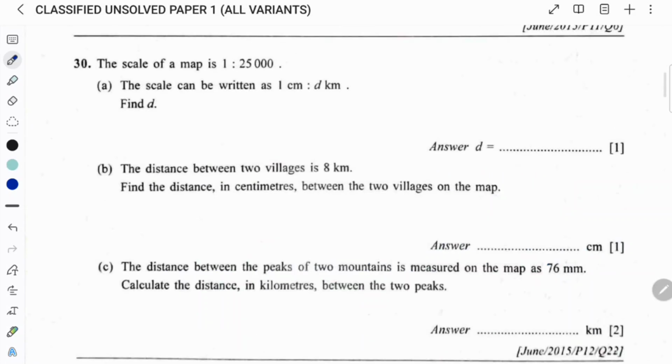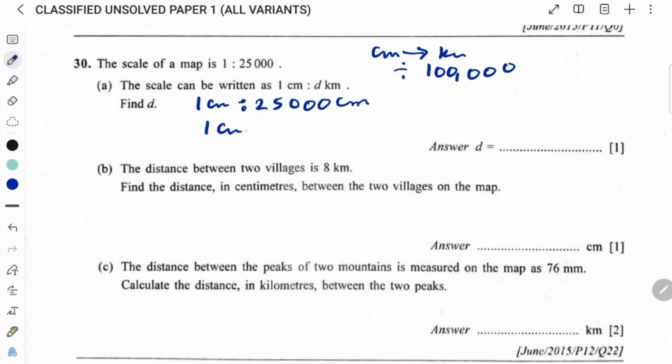All right. Now question 30: a scale of a map is 1 is to 25,000. A scale can be written as 1 is to d kilometers. Find the value of d. You know that it is 1 centimeter is to 25,000 centimeters, because it is a ratio. It means the unit is the same on both sides. So centimeters to kilometers, divide by 100,000.